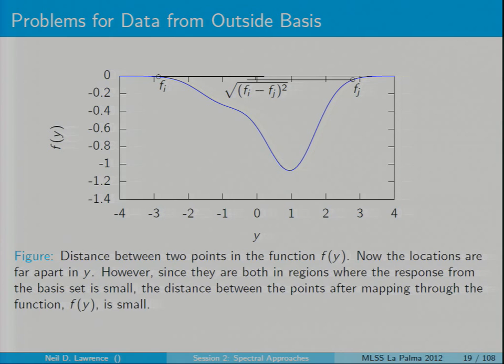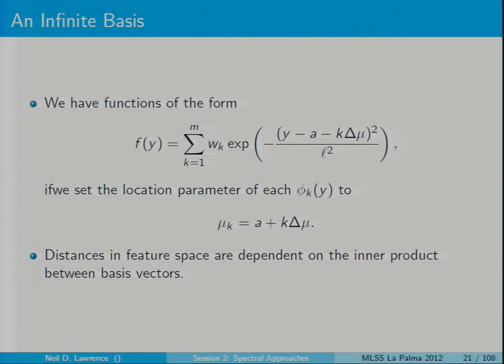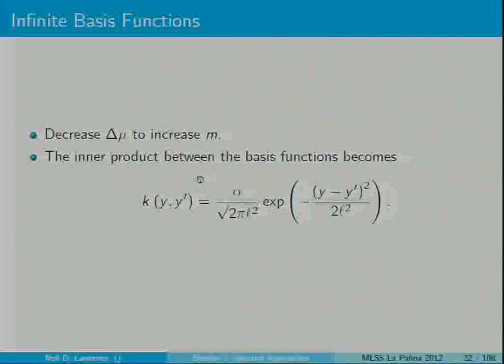But also for this proof, using one-dimensional, we have the location parameters in effect set to start at some point A and then add a little bit each time, so we're basically uniformly spacing these basis functions out. This also works if you randomly distribute them as Gaussians, you get the same result. Then, because the distances in feature space are dependent only on the inner product between two basis functions, it turns out that you can decrease delta mu to increase the number of basis functions, and then you can also take the limits of where you put these basis functions to infinity, and you end up with the kernel.